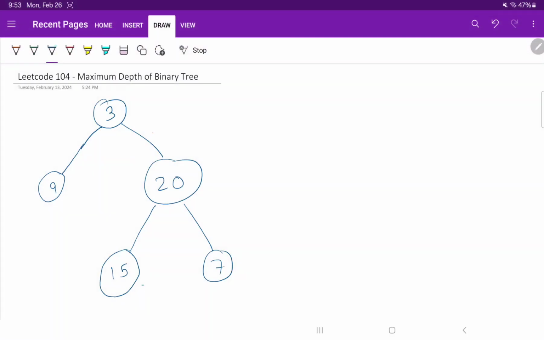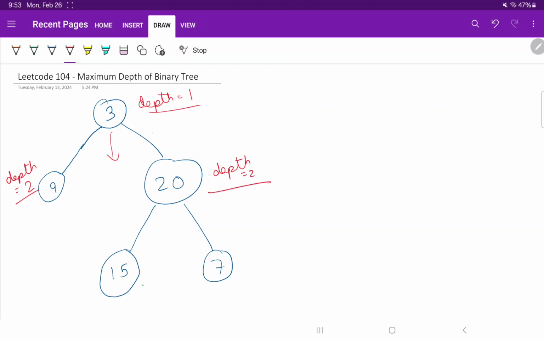And what does maximum depth mean? Let's say this is the binary tree we have, for example. So this is, let's say, depth 1. When we go one depth below, that is one level down. So node 9 is at depth 2. Node 20 is also at depth 2.